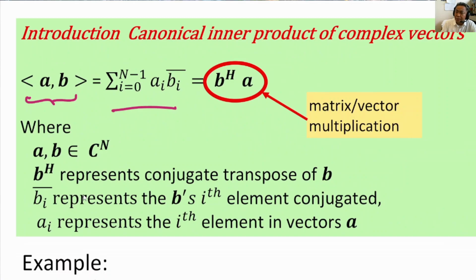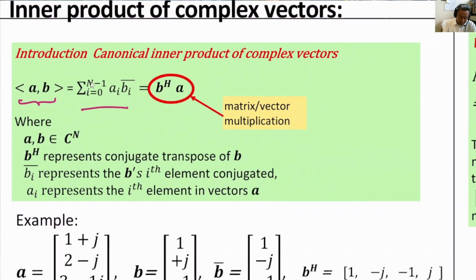B̄i represents the ith element of B, conjugated. Ai remains the same, so it's Ai times the conjugate of Bi, and we multiply and sum over all elements. This is the definition of ⟨A, B⟩, where A and B are complex vectors, and this is the definition of the inner product.